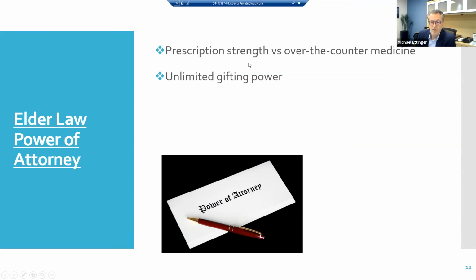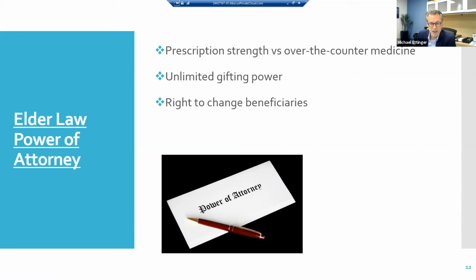So you want an elder law power of attorney. I can't even apply for Medicaid benefits without an elder law power of attorney. And if you wait, if you only get the standard form and then the client becomes disabled, it's too late. You can't get the elder law power of attorney. So once you reach your 60s plus, you really, in my view, need to see an elder law attorney.